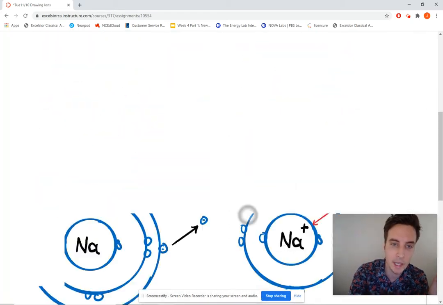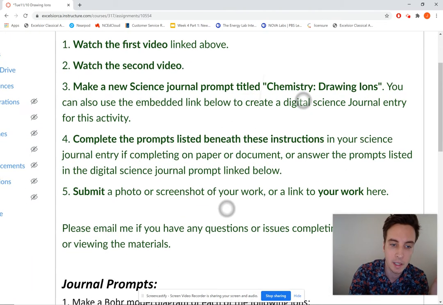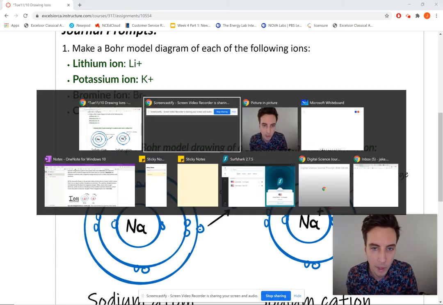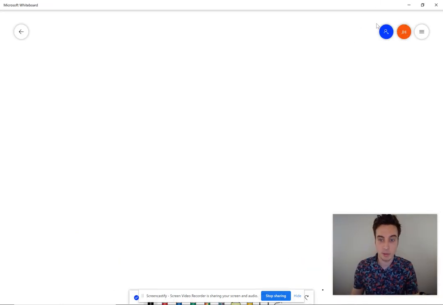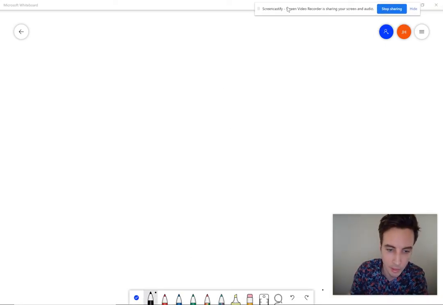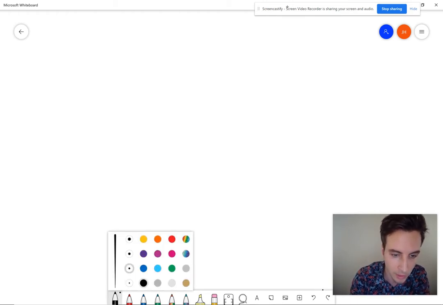Again, we'll look at the ions that we'll be drawing here. We're going to start off by drawing lithium. Now, I'm using a program called Whiteboard, which is great. It's a free Microsoft program that you can get, but you don't have to use that. You can use something else if you're better drawing something else. So here we go. I'm going to start off by drawing, hopefully if it loads correctly, there we go.